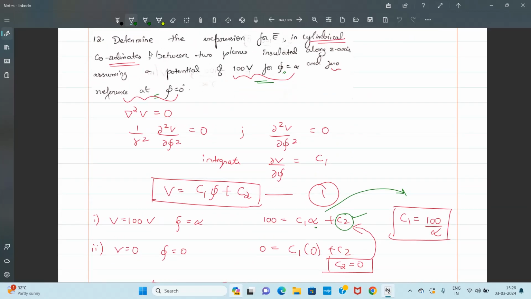In the next problem, they're asking you to determine the expression for electric field intensity in cylindrical coordinates between two planes insulated along the z-axis, assuming a potential of, again the conditions are given here. First thing is, it is a cylindrical coordinate system. And second, there is no rho v given, so it is the Laplace equation, del square V equal to 0.